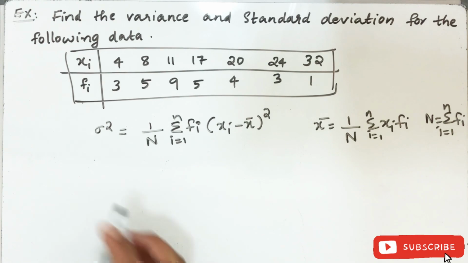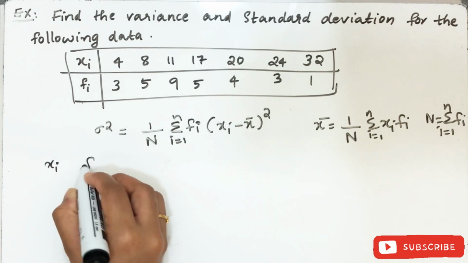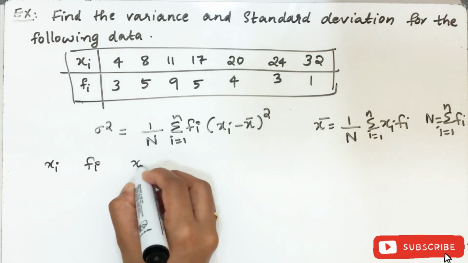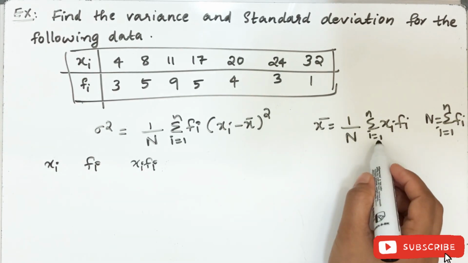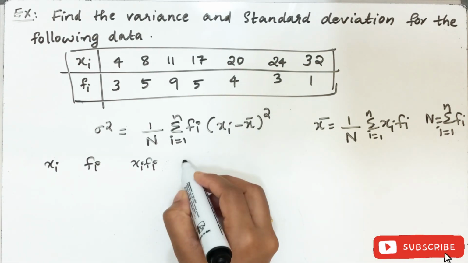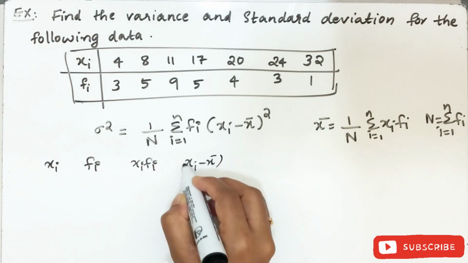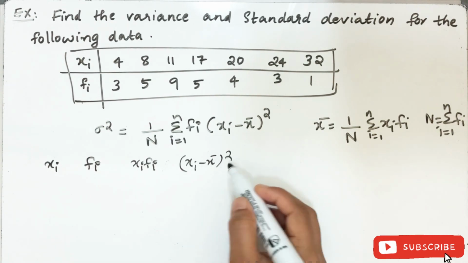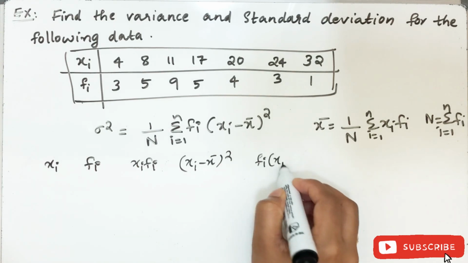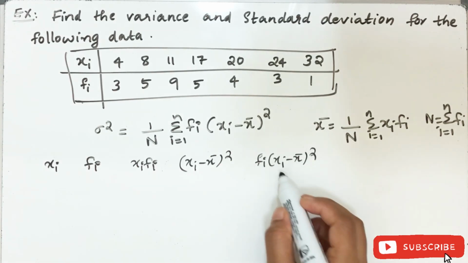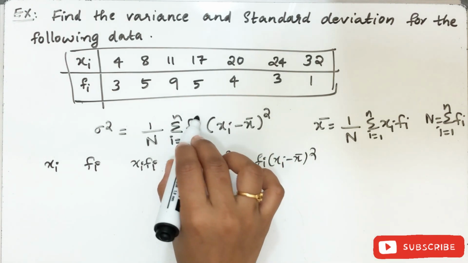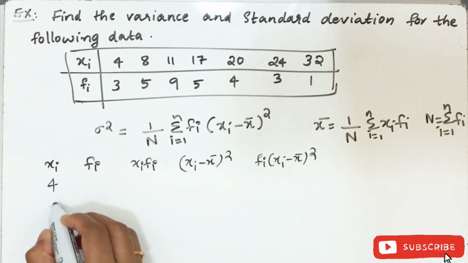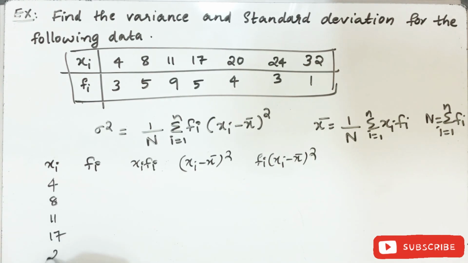We can make the table xi, Fi. To find mean, we need sigma xi into Fi. So we can find xi into Fi. After getting mean, we can find (xi minus x bar) square. If you want, you can make one more column xi minus x bar, no need of that. Then Fi into (xi minus x bar) square. After finding this, you can get sigma square. Write the given values xi and Fi: 4, 8, 11, 17.